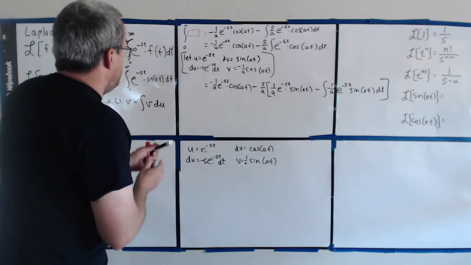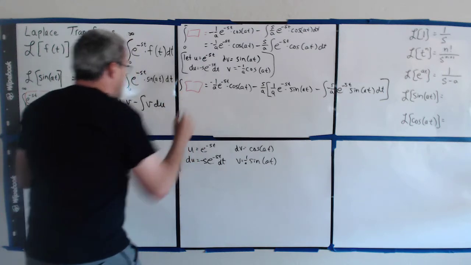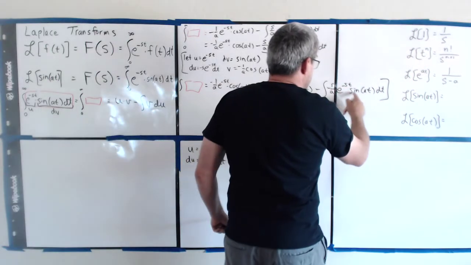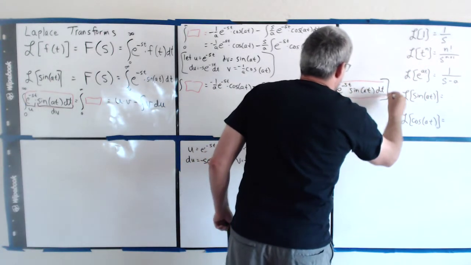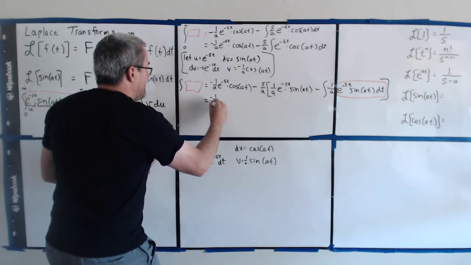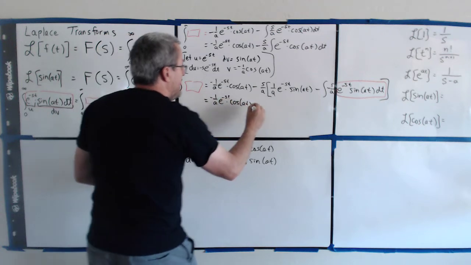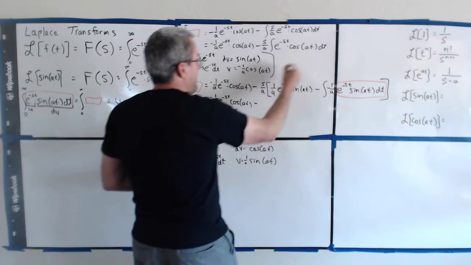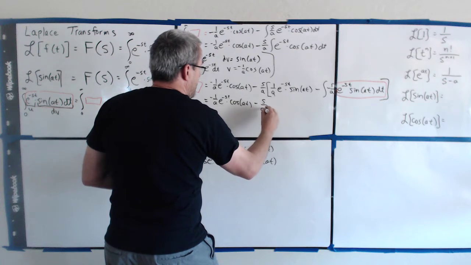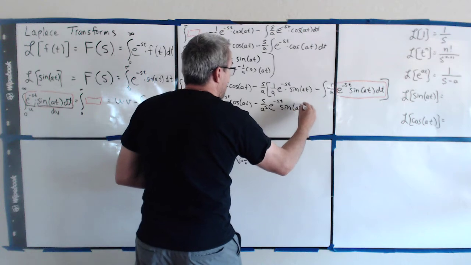So, an important note here. Remember, this is the integral of that block in red, and that block in red was e to the minus st sine of at dt. E to the minus st sine of at, there it is again, in red. This is actually a good thing. Watch what happens here. Minus 1 over a e to the minus st times cosine of at minus, I'm going to distribute that s over a. So it's going to be minus s over a squared e to the minus st sine of at.